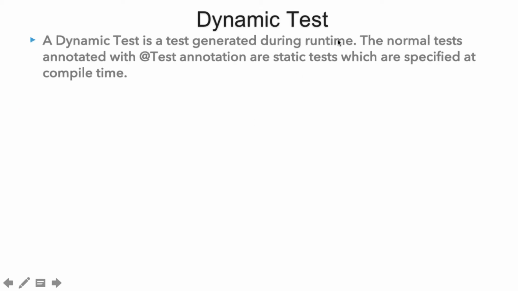So here, what is a dynamic test? As the name suggests, a dynamic test is a test generated during runtime. The normal tests which we annotate with @Test are basically static tests, which are specified at compile time. By using a dynamic test, we can generate a test during runtime.